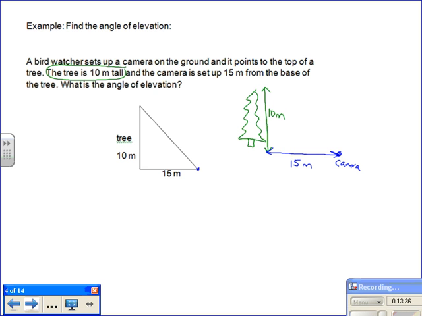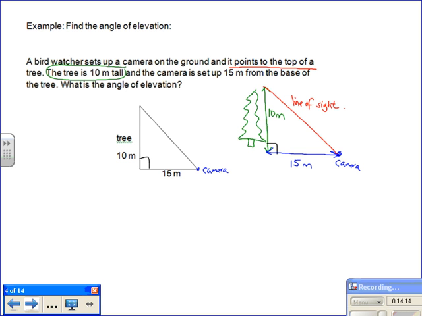So coming over to my diagram here, there's my camera, 15 meters away from the base. The camera is pointing up at the top of a tree. So if I draw my line of sight from the camera up to the top of the tree, that's my line of sight. It doesn't tell me what distance that is, but I know that's where it would be. So what I actually have then is a right triangle. What is my right angle right there? And so I'm asked, what is the angle of elevation?